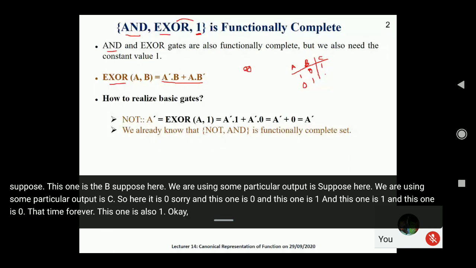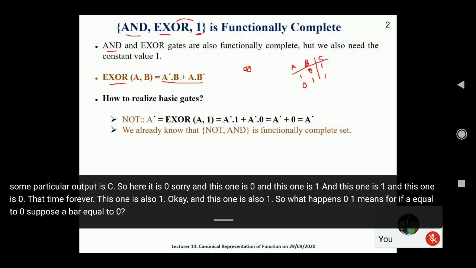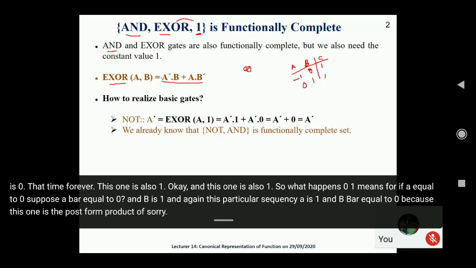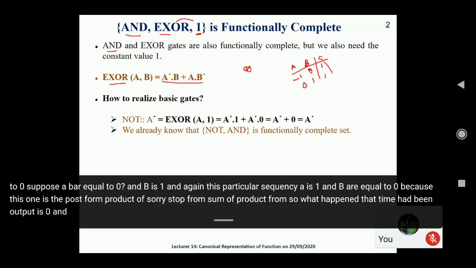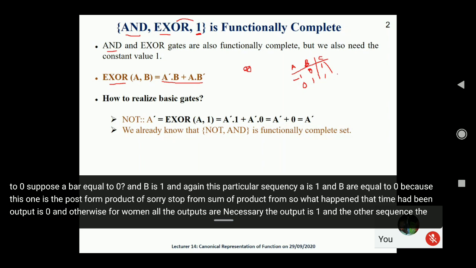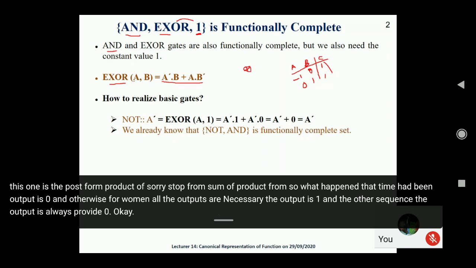Okay, and this one is also 1. So what happened? 0, 1 means what? Suppose A bar equal to 0 and B is 1. And again, in this particular sequence, A is 1 and B bar equal to 0, because this one is the sum of products form. So what happened? That time the output is 0. And otherwise the output is 1. And in the other sequences, the output is always 0. Now, this is the operation of the XOR gate.